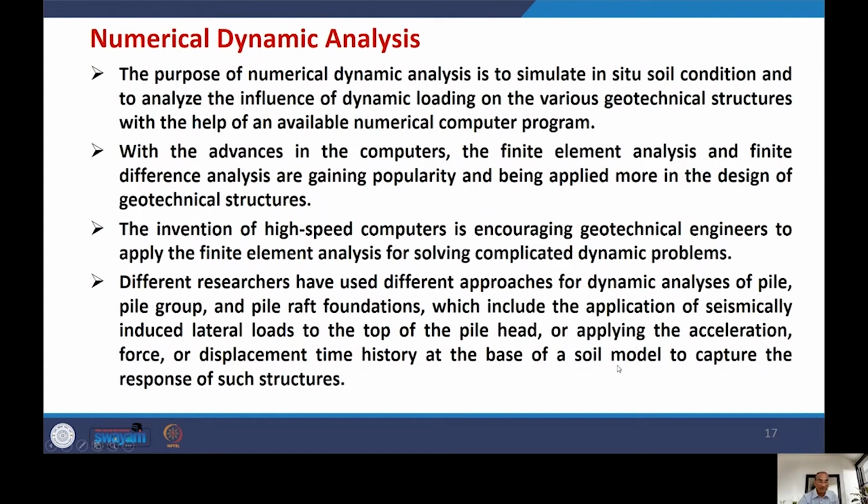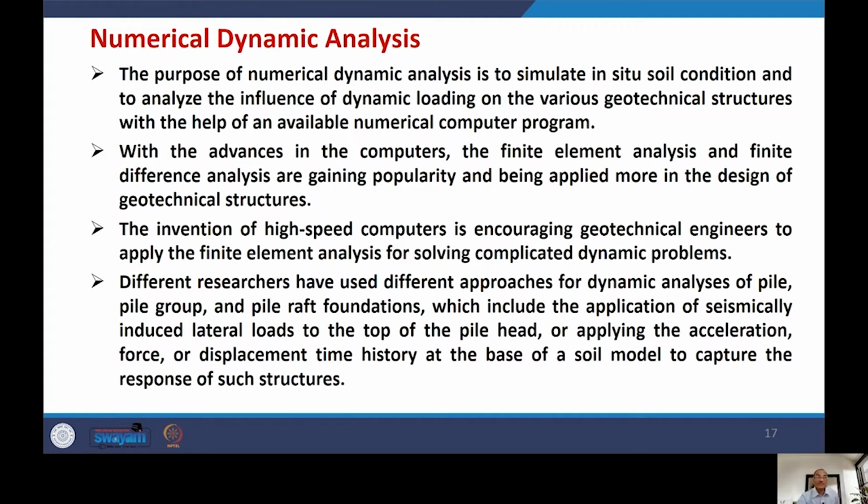Now, when we talk about numerical dynamic analysis, the purpose of the numerical dynamic analysis of a CPRF is to simulate in-situ soil conditions and to analyze the influence of dynamic loading on various geotechnical structures with the help of an available numerical computer program. With advances in computers, finite element analysis and finite difference analysis are gaining popularity and being applied more in the design of geotechnical structures. The invention of high-speed computers is encouraging geotechnical engineers to apply finite element analysis for solving complicated dynamic problems. So finite element analysis is quite popular nowadays to solve the problem.